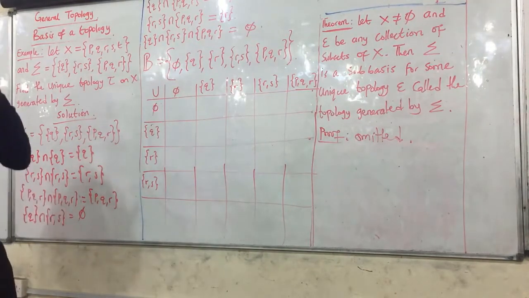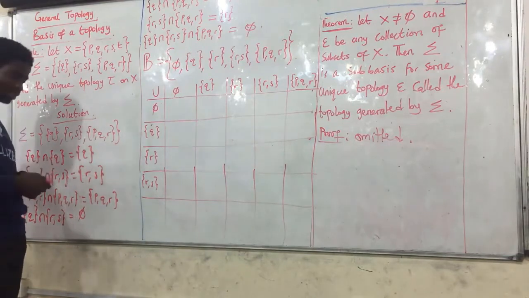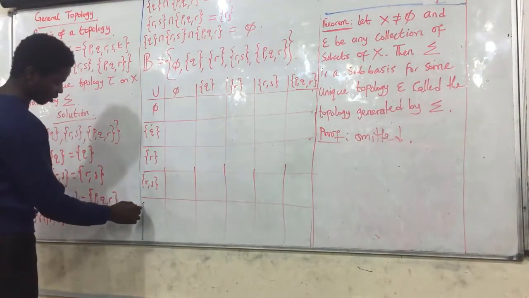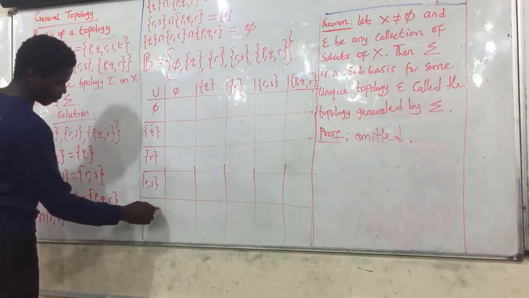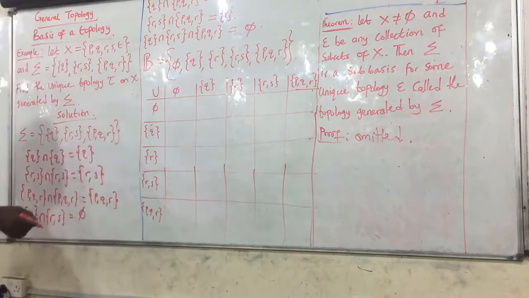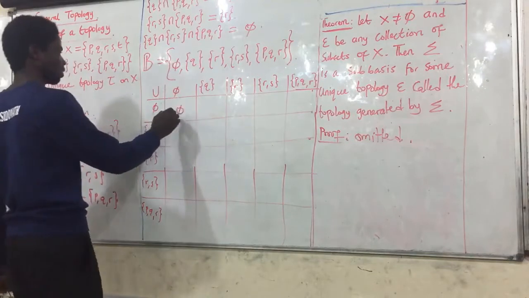X must always be in the topology, not necessarily in the base. If we take the union of all this one now, the union makes sense.